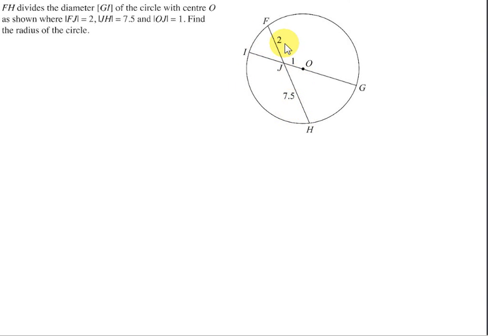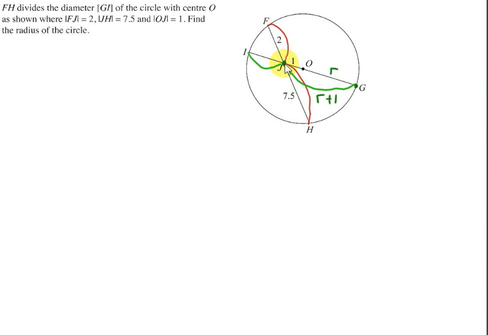Now, we proved in an earlier video that if two chords of a circle intersect inside the circle, then if we multiply this distance by this distance, we get the same result when we multiply this times this. Now, I'm going to call the radius of the circle R. So what's the distance of G to J? Well, it's just R plus 1.